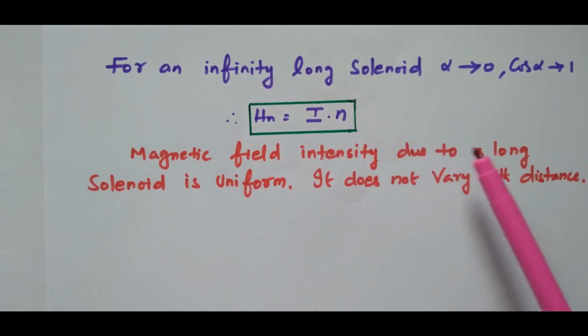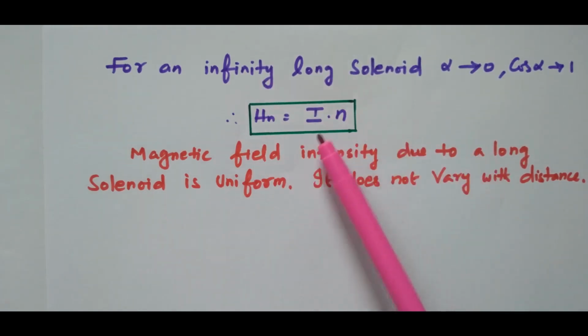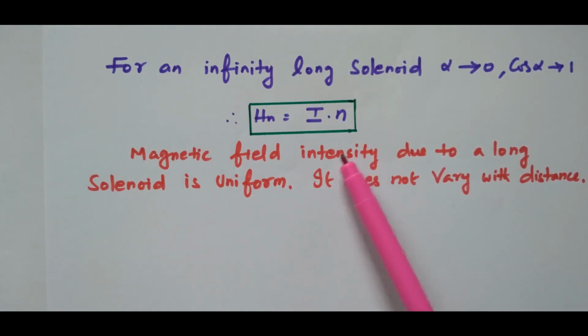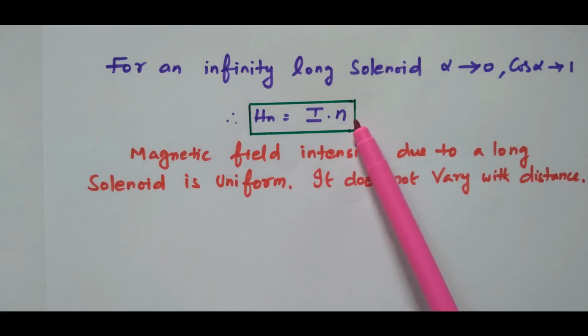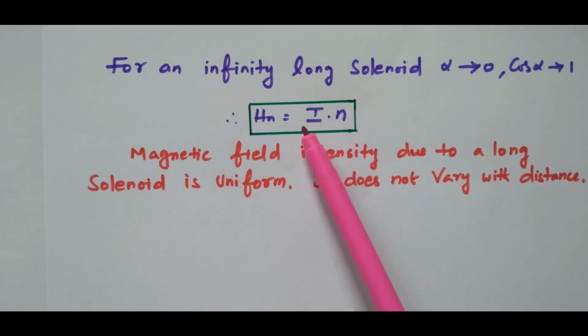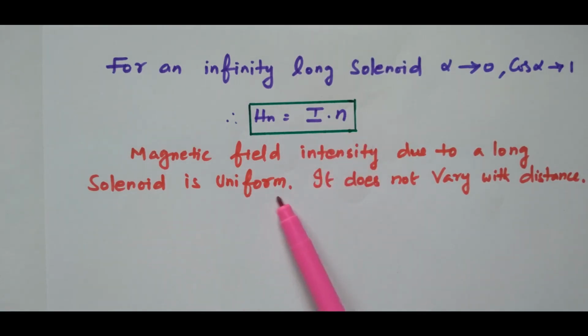One special case. From this equation what we understand is that the magnetic field intensity due to a long solenoid is uniform. It does not vary with the distance. Right? So the magnetic field is uniform. Here the distance is not available, only current and number of turns. So it means that the magnetic field is always uniform. It does not vary with the distance.